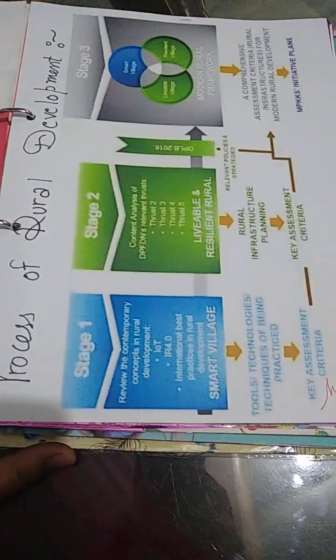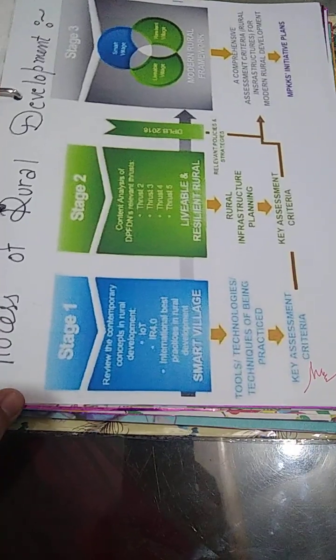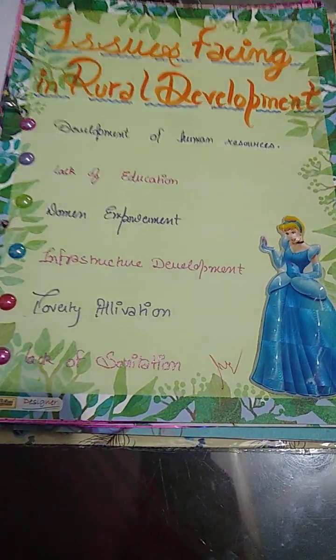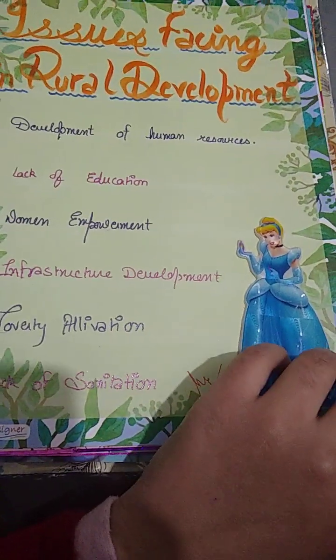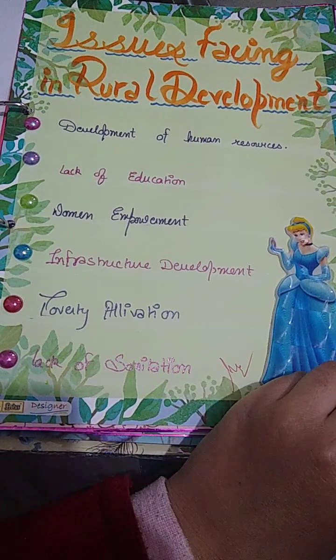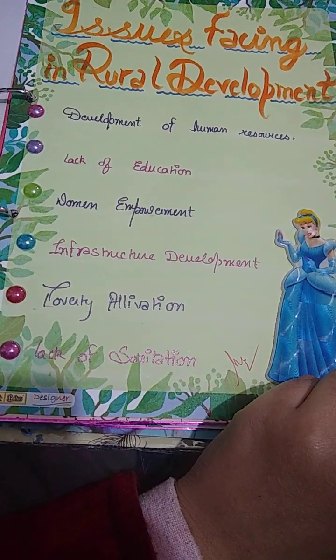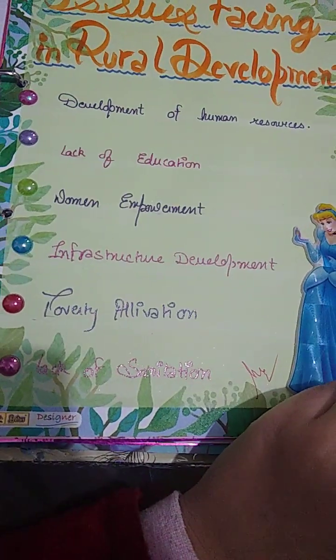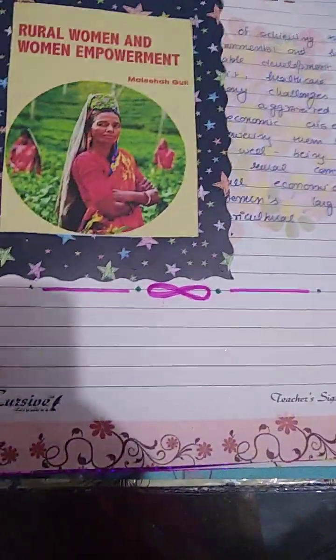This is a mini card. Then the process of rural development, that it is all about how the planning goes about it. Essentials of rural development, these are the basic components for the same. Then issues facing rural development. These are lack of education, development of human resources, women empowerment, infrastructure development, poverty alleviation, lack of sanitation. And in the further video, we have also discussed its solutions.